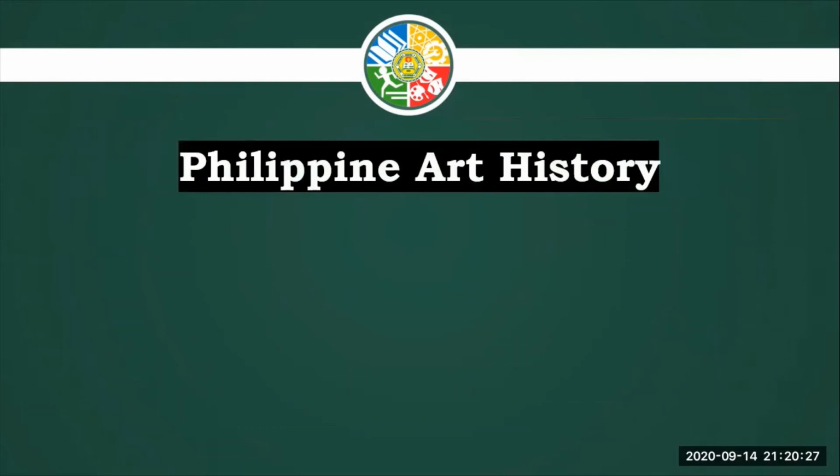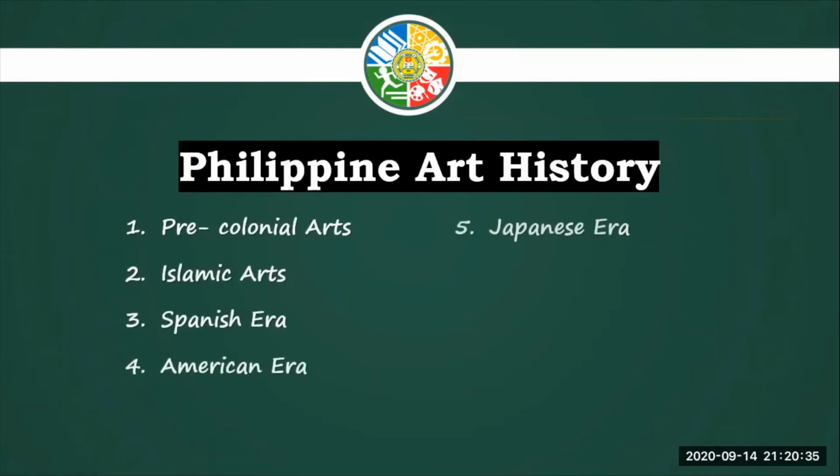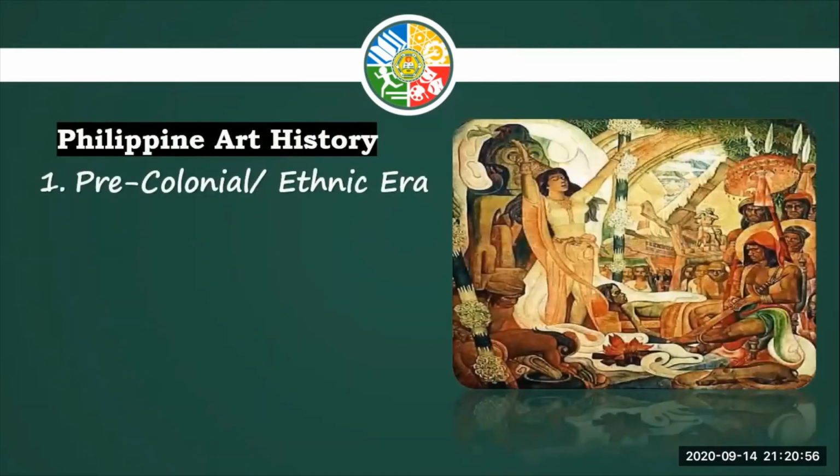For our next lesson, we'll be talking about the Philippine art history. The art history in our country is divided into seven: pre-colonial, Islamic, Spanish, American, Japanese, modern, and contemporary era. Please remember that all we have to talk about in the Philippine art history is the reasons or the different purposes of arts in the different eras, starting with pre-colonial. It is also called ethnic. From the word pre-colonial, it means this is the era before the arrival of the invaders.